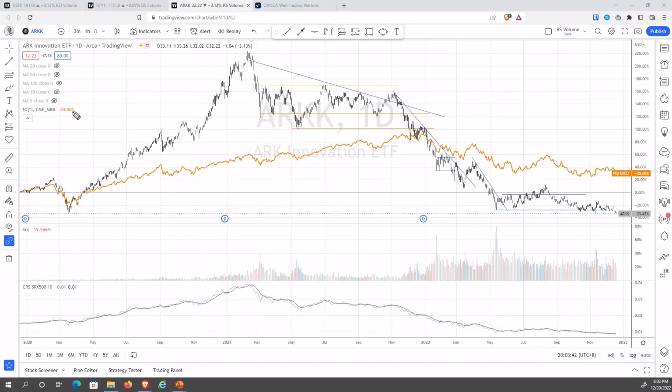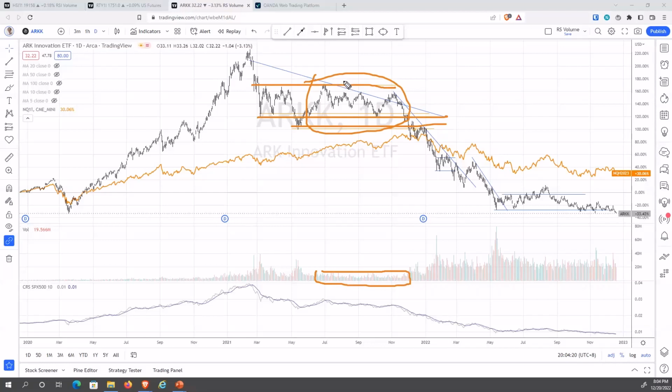But look at ARKK: a parabolic run, a striation to the upside, creating a buying climax, followed by an unwinding of the parabolic curve. So this is definitely some kind of distribution. There is a lot of distribution on the way up and also on the way down. Subsequently, it formed a trading range, which is a redistribution. You can tell that the volume is on the low side, especially in the second half of the trading range.